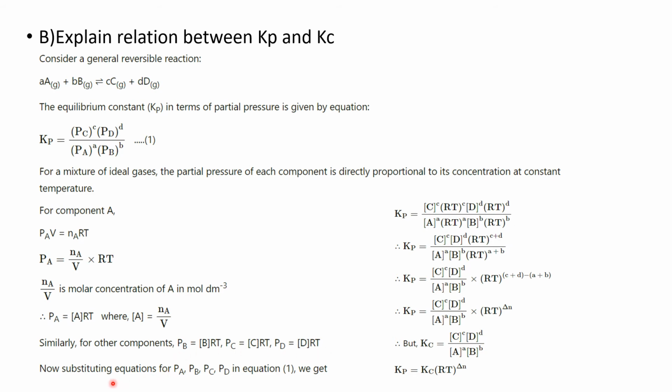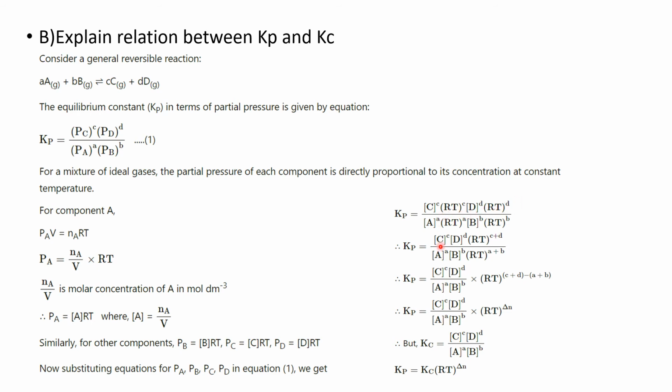Now substituting equations for Pa, Pb, Pc, Pd in equation 1. Then we can write Kp is equal to [C] raised to c into RT raised to c, into [D] raised to d into RT raised to d, upon [A] raised to a into RT raised to a, into [B] raised to b into RT raised to b.